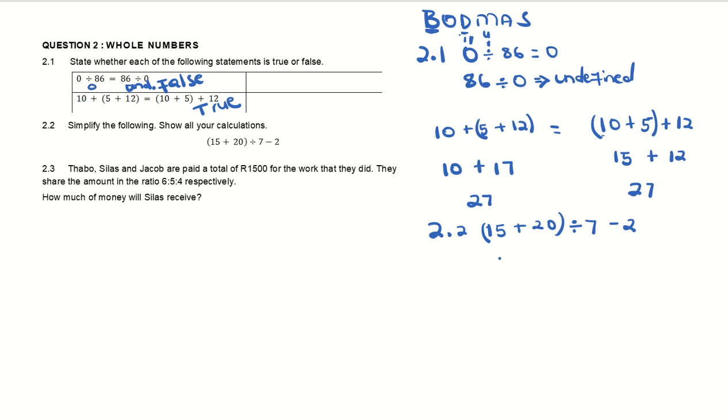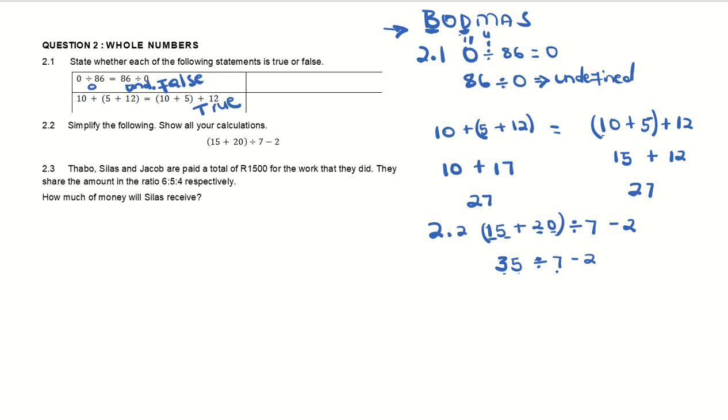So, what do we have in the brackets? 15 plus 20, and it is 35. You add the tens together, and you add the units together. So 10 and a 20 will give us 30, a 5 and a 0 will give us 5. Then we must divide by 7, and we must subtract 2. According to the BODMAS, we must now do D for division, because you look at the BODMAS rule from the left hand side going that way.